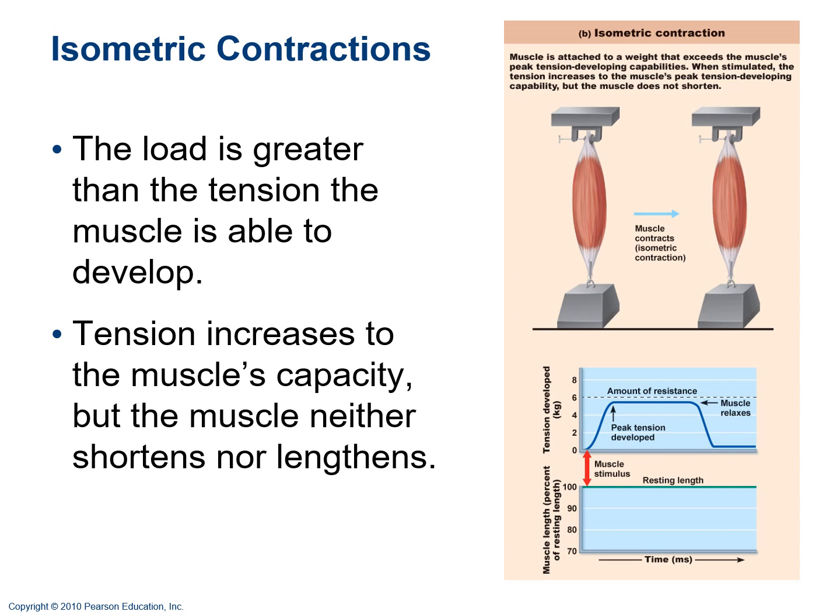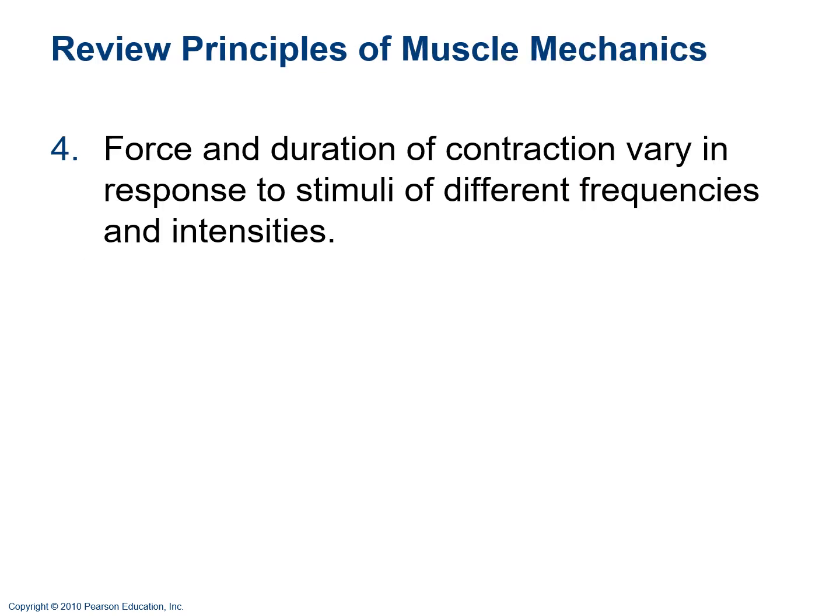In an isometric contraction, the load exerted on the muscle is greater than the tension that the muscle is able to develop. Therefore, the tension increases to the muscle's capacity, but the muscle neither shortens nor lengthens. And the force and duration of contraction vary in response to stimuli of different frequencies and different intensities.